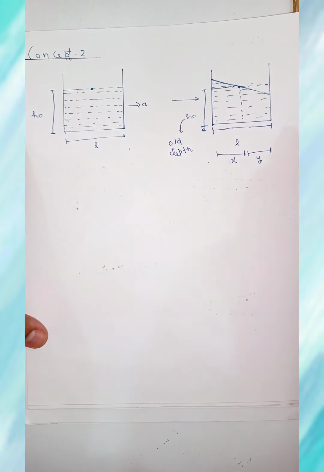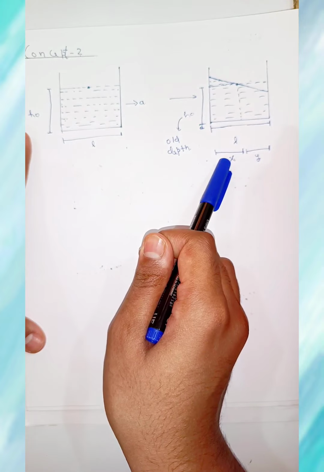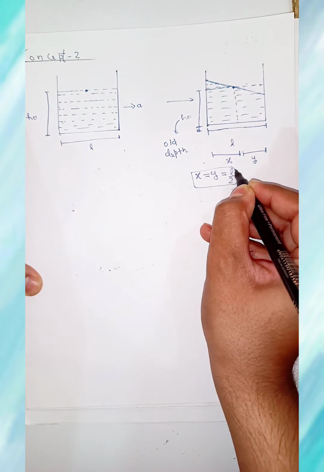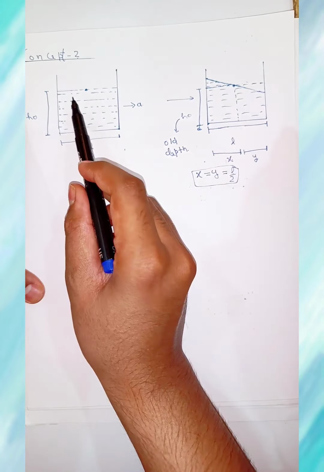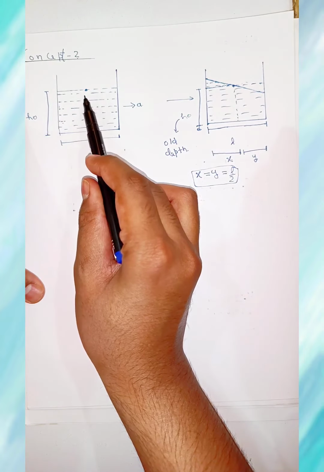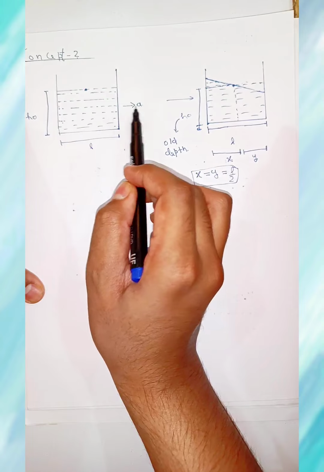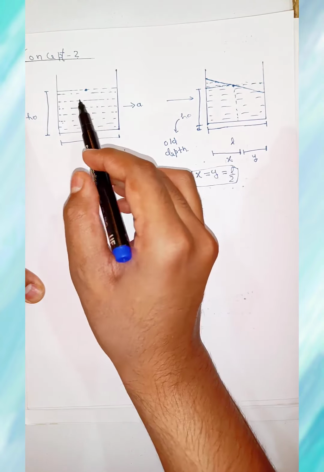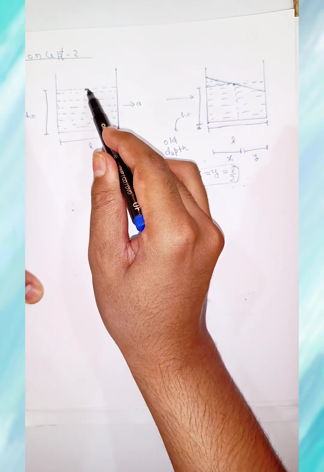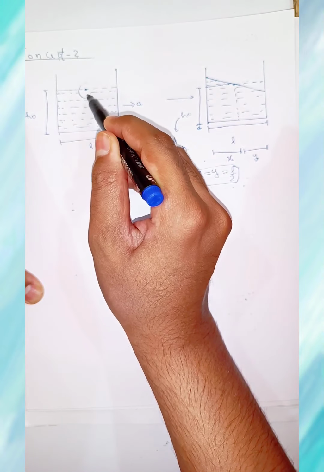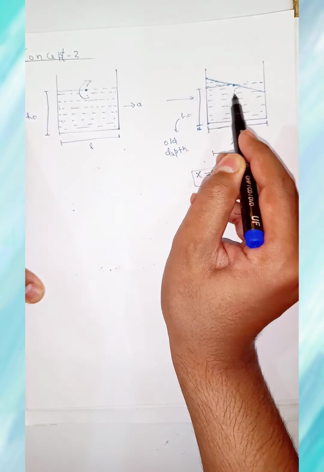So let us take a second concept. This is the concept in which we have to prove that x is equal to y is equal to L by 2. What does this actually mean? Let me explain. Earlier the vessel was at rest and we have to find the point about which, when this vessel is accelerated by acceleration a, the water surface inclines, means it rotates. Suppose this is the point on this surface about which this water surface rotates and inclines like this.